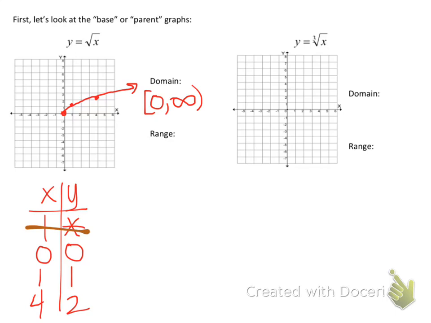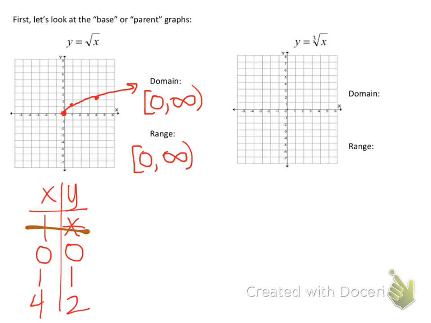As far as our range, remember our range is our y coordinates. So we're going to ask ourselves, how far down does this graph go to how far up? And again, we can see that it only goes as low as 0, with 0 being included, and it will go up forever. And that's our square root function.